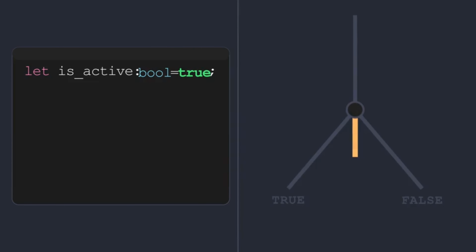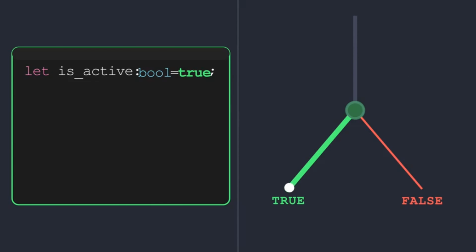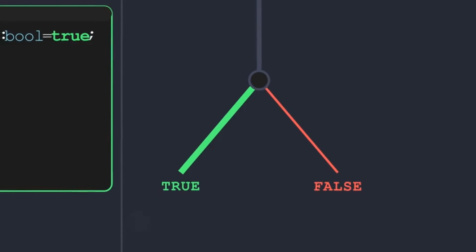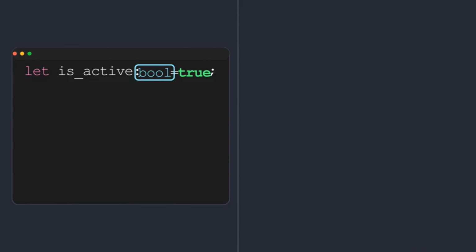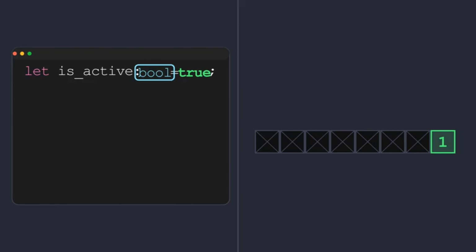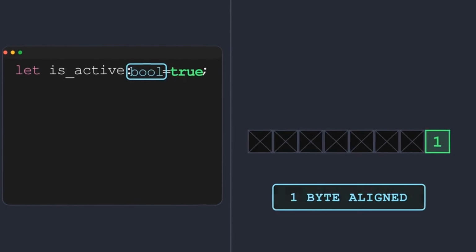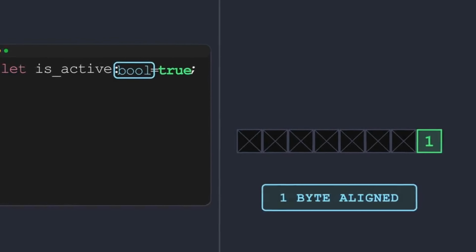Next, we strip logic down to its absolute binary truth: the Boolean. It holds exactly two states: true or false. This is the ultimate physical switch, and the core mechanism that dictates your conditional routing and control flow. But physically, how much space does this switch actually take? It holds a single bit of true or false information, yet Rust forces it into a full 8-bit byte. It pads the rest, guaranteeing perfect, high-speed memory alignment with your CPU fetch cycles.